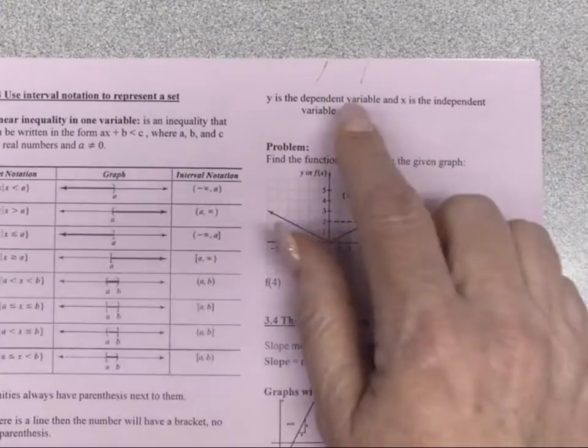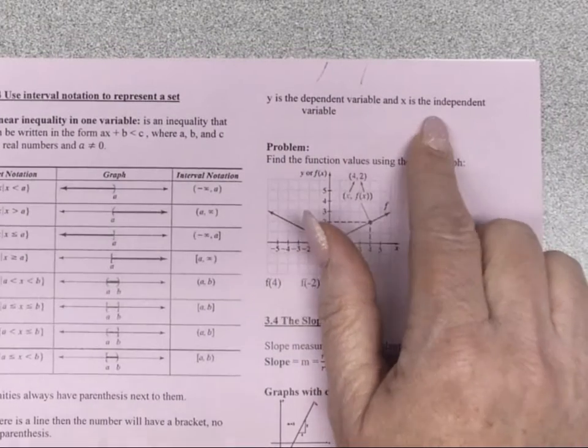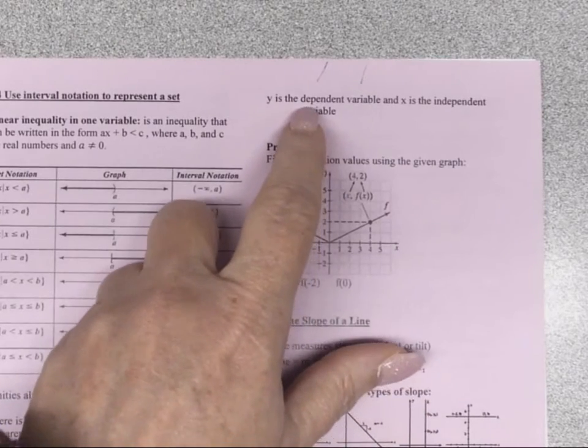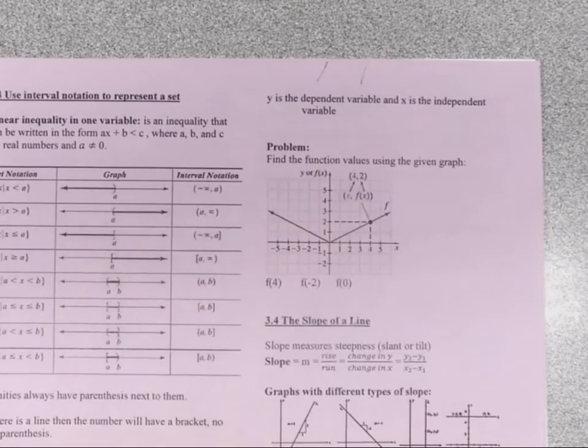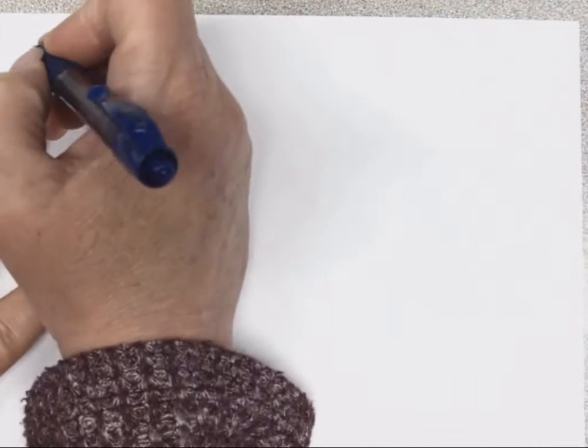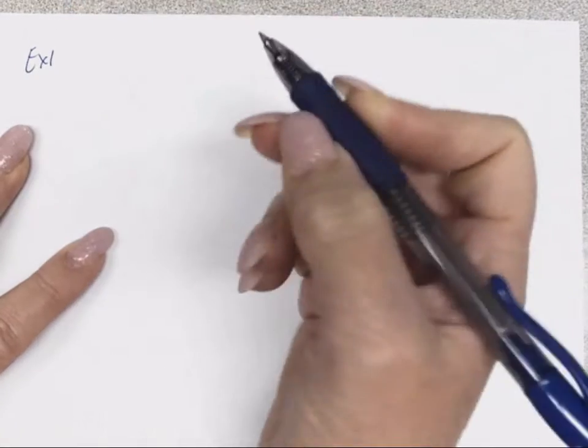In this case, y is the dependent variable and x is the independent variable. Y is dependent upon whatever x is. X is independent, we choose what x is, and then we figure out what y is through that. All right, so let's look at some problems. So we're looking at example 1.